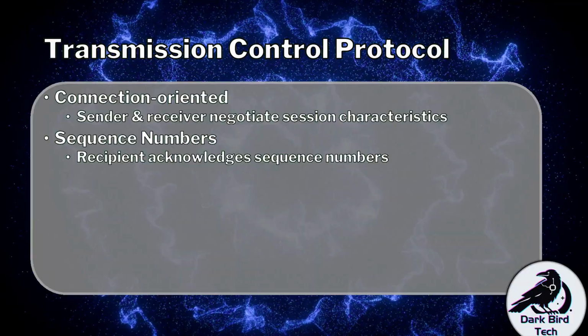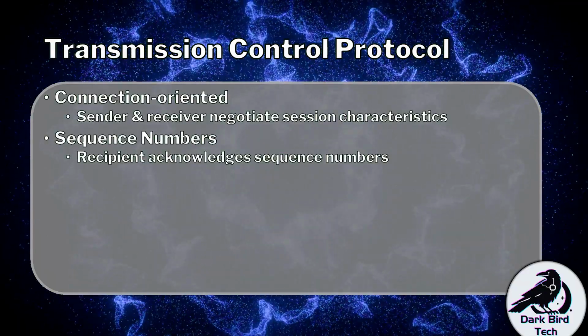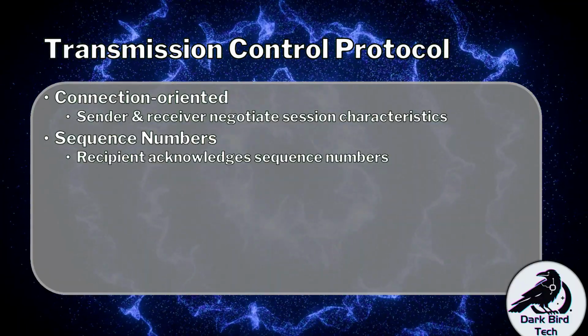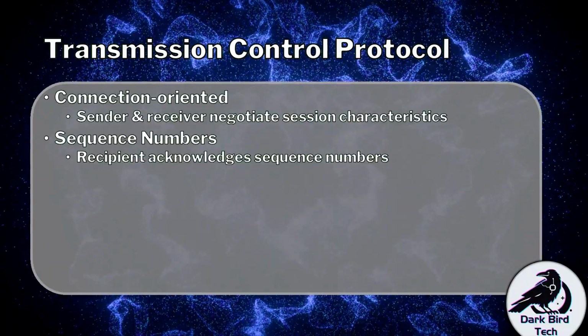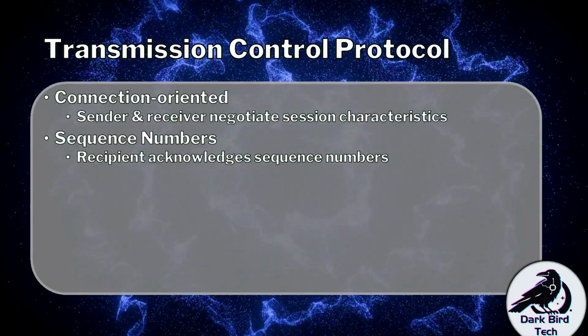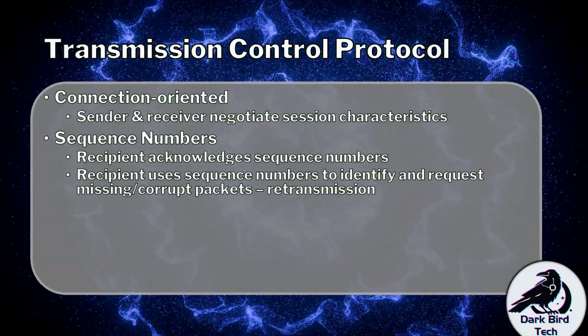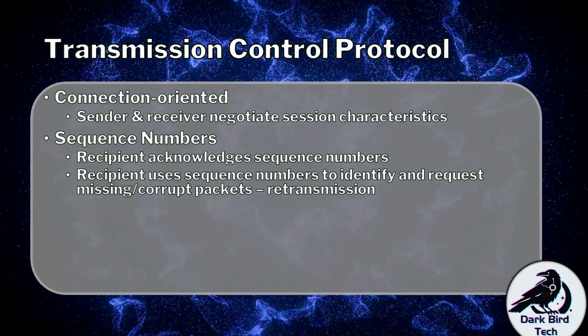And to achieve nice things like retransmission and all that, the recipient will acknowledge the sequence numbers. Now, what's going to happen with a sequence number is I will send you part 1 and you will acknowledge part 2. In other words, you'll tell me you're ready to receive part 2. That's how we can tell with TCP when to send something, so we don't overwhelm the recipient. But another cool thing is that if the recipient uses the sequence numbers correctly to identify and request any missing or corrupted packets, we get retransmission.